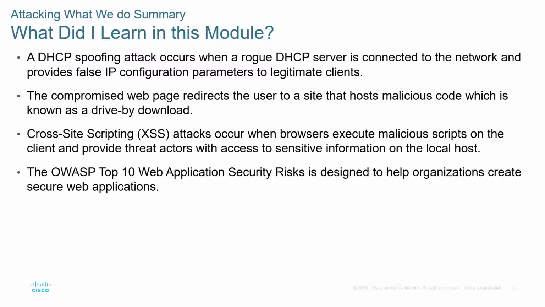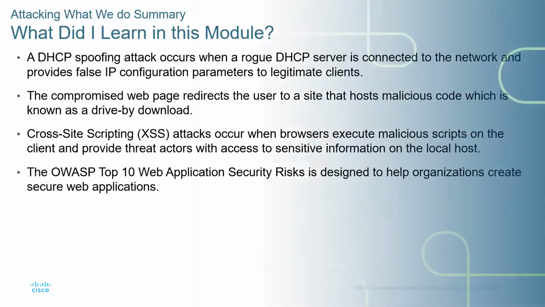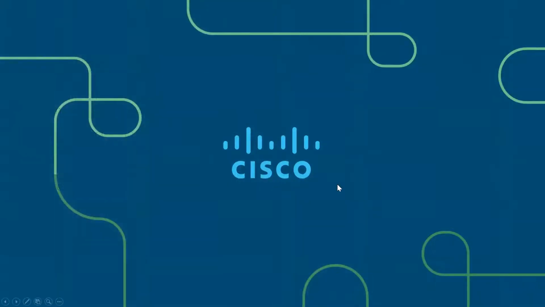And then we talked a little bit about the OWASP Top 10 Web Application Security Risks. This is designed to help organizations secure their web applications. So it gives you the top 10 tips and tricks to look for when designing web applications. And that will close out this module.